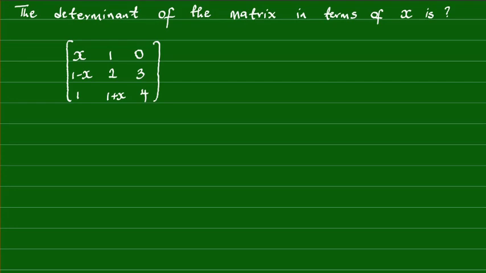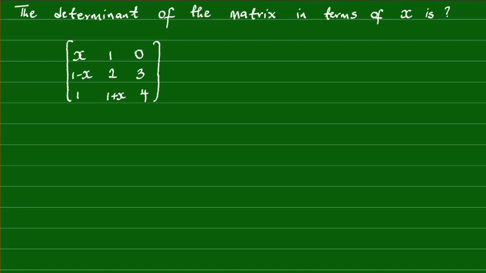So guys, welcome. There's this question from JAMB 1998, question 23, which I believe is important for those preparing for all exams, including WAEC and maybe the Maths Olympiad. And the question reads as follows. The determinant of the matrix in terms of x is, we're given a 3 by 3 matrix whose elements are x, 1, 0, 1 minus x, 2, 3, 1, 1 plus x, 4.